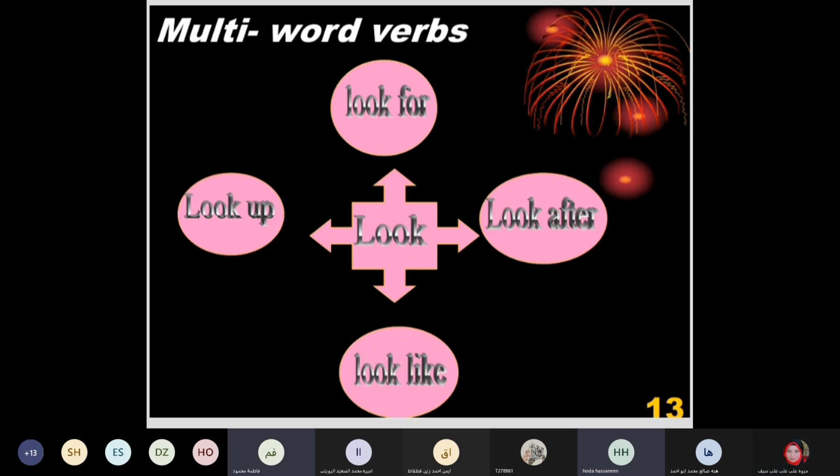What about look up? Look up. Use the dictionary. Search for a word in a dictionary. Yes, I search for the meaning of a word in a dictionary. Very good. Look up a word means that I use the dictionary to know the meaning of this word. What about look after?